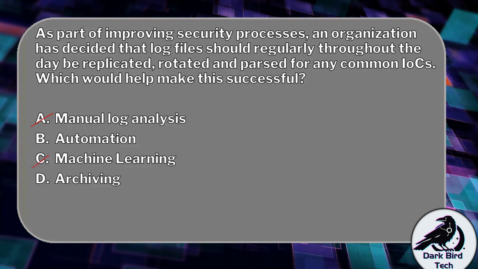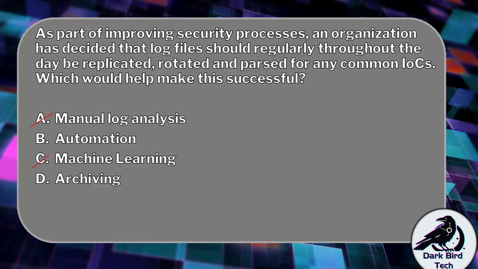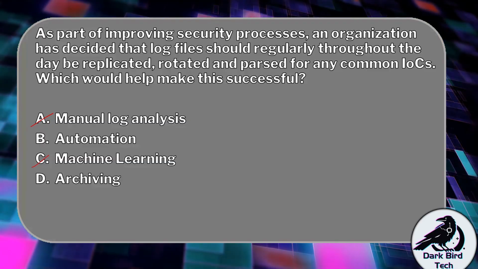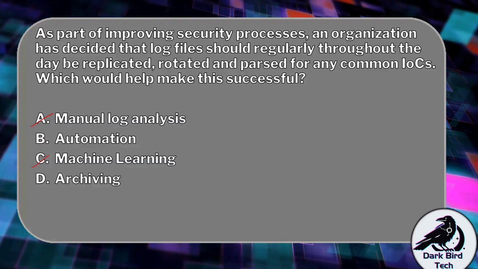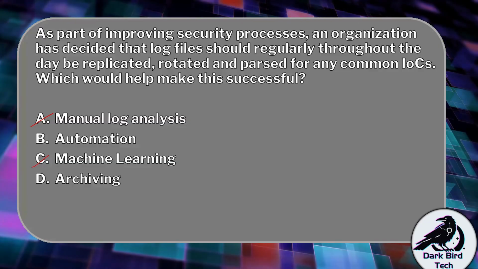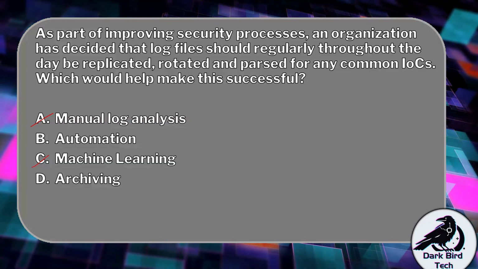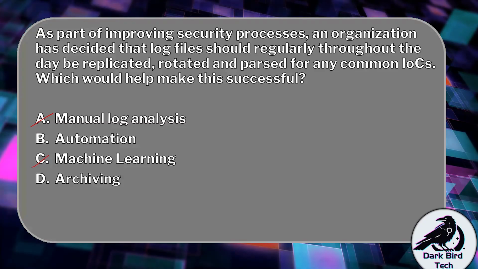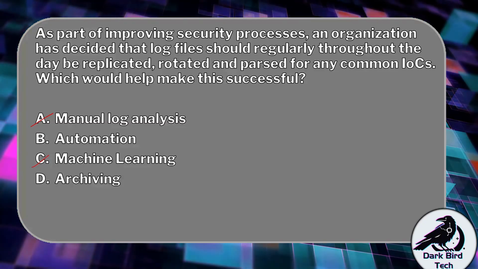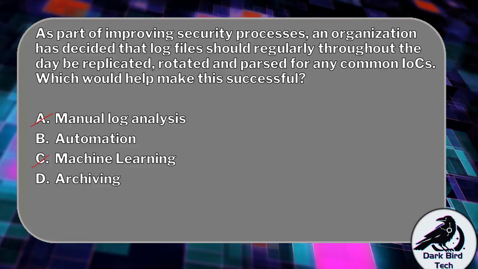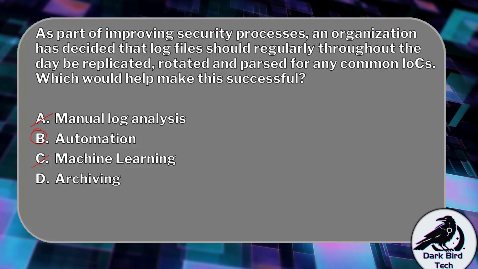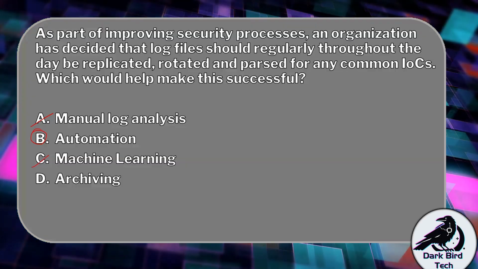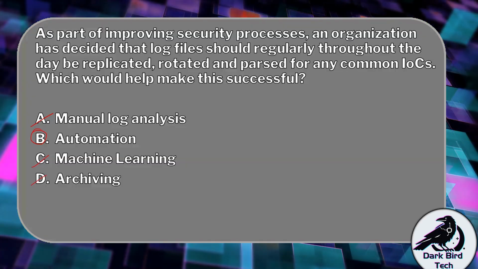Archiving, that does fit two of the three things they're after. They're after replication and rotation, and archiving does help with that. But parsing for common IOCs, so I could automate the collection of the logs, the rotation, the archiving, the analysis aspect. That could all be automated. So I'm digging that. Whereas archiving is just giving me only two of the three things that they're really after. So I'm going to go with automation for that one.